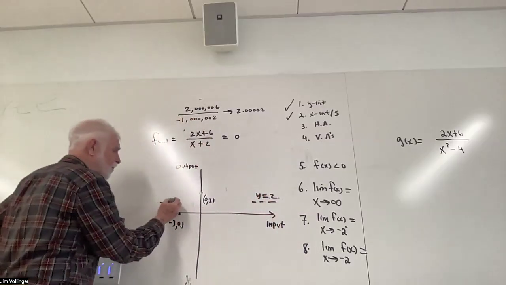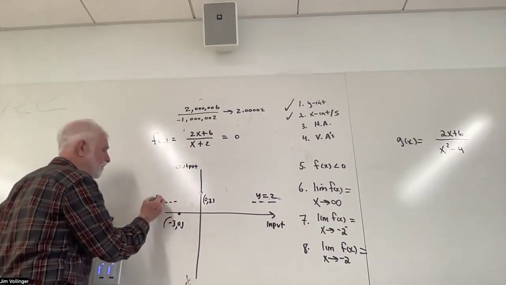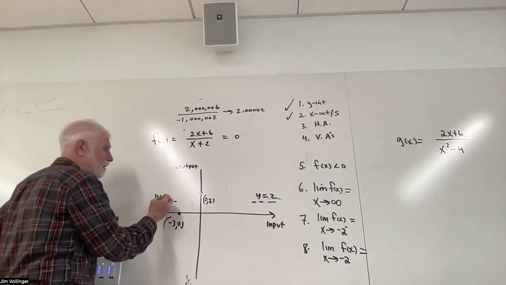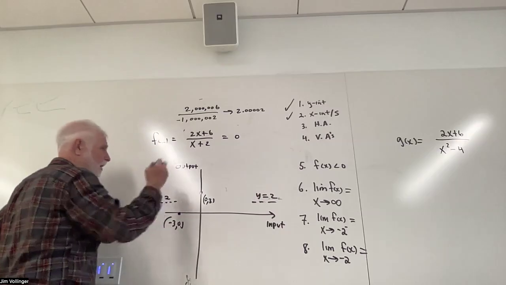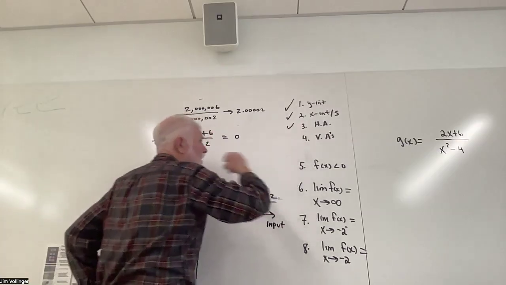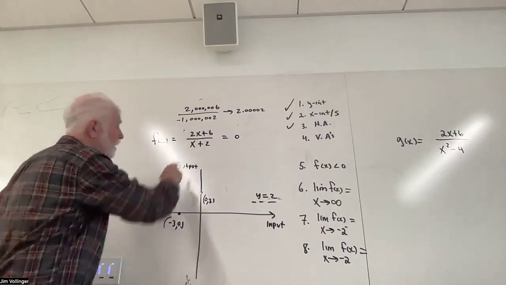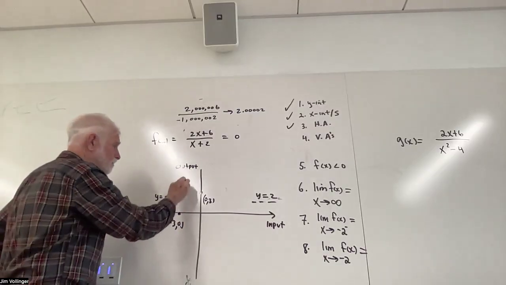Both sides, because I could have put a -1,000,000 in. There we go. So that takes care of the horizontal. Vertical asymptote, undefined at -2.